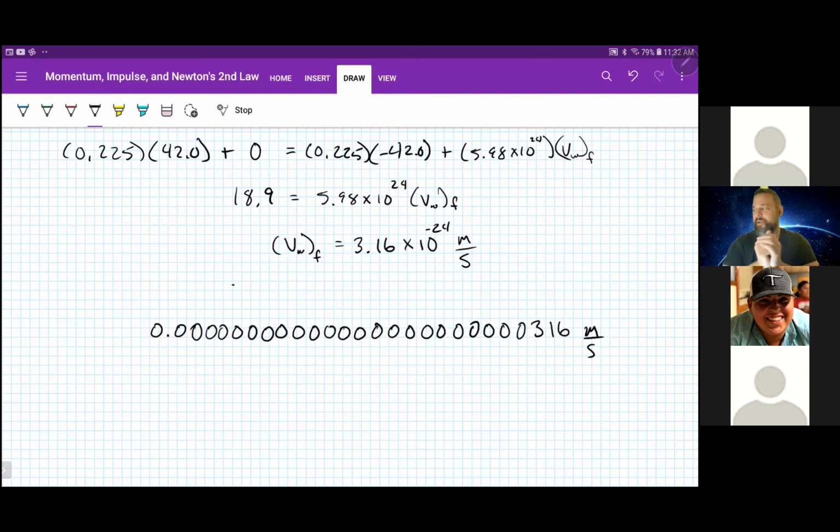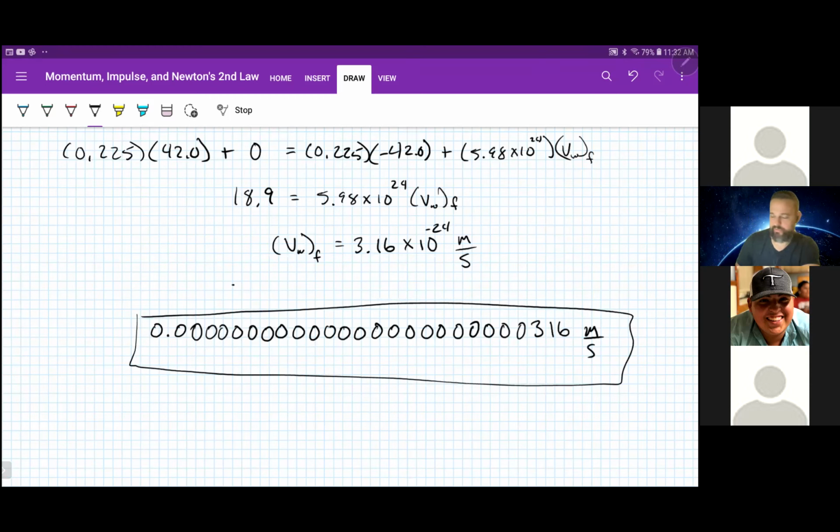Okay, so very, very slow. So slow that we wouldn't even notice it. And we don't, right? Whenever I throw a baseball at a wall, I don't notice the whole Earth moving at all. Why? Because it's practically zero. So just a funny little problem there that we can kind of estimate what goes on a global scale whenever something happens like this. And that is momentum, impulse, and Newton's second law. That's the end of that.